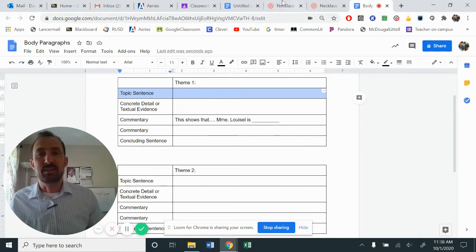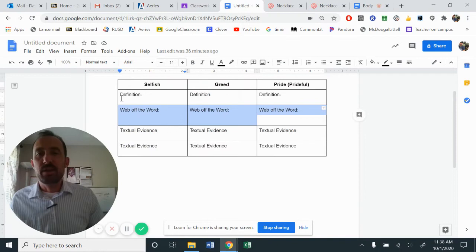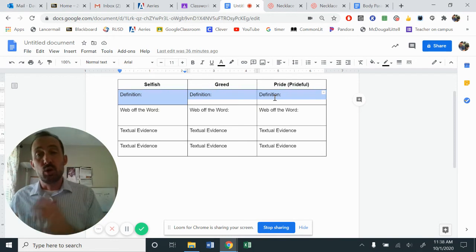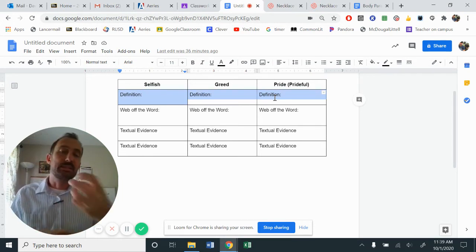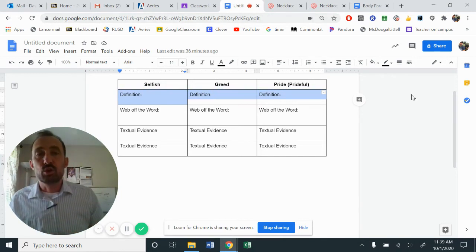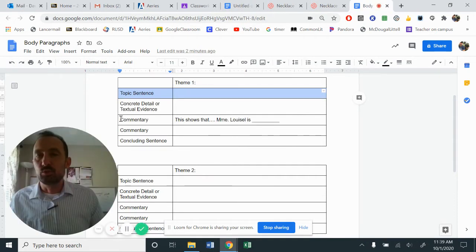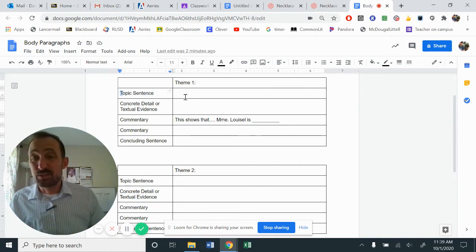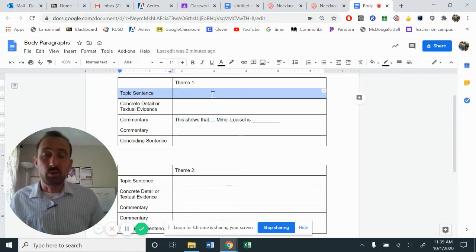And lo and behold, look at this. It's like I'm setting you up for success. We actually already have a definition. So selfishness is when a person only thinks about themselves. Selfishness is constantly looking inward instead of thinking of other people, right? Greed is the desire to want more and yet never being satisfied, okay? Your goal right now, ladies and gentlemen, is to create your topic sentences, crafting those definitions together. You're really not going to mention Mademoiselle because you're writing about a theme. You're talking about her here, and that's okay. But your topic sentence is going to construct what this is.